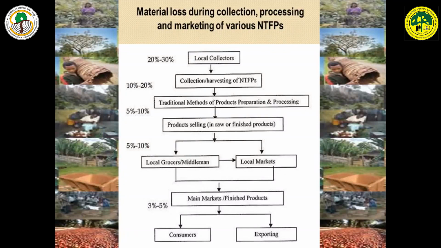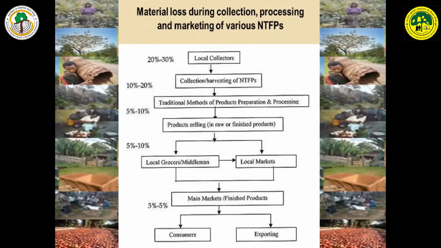So generally what happens in NTFP collection is that there is a lot of material loss in the process of collection of these NTFPs. This is what is shown in that diagram. Once the material is collected, there is a lot of loss while the material reaches the consumable stage. So that's the main reason there is a lot of resource loss when it is collected from the forest area.